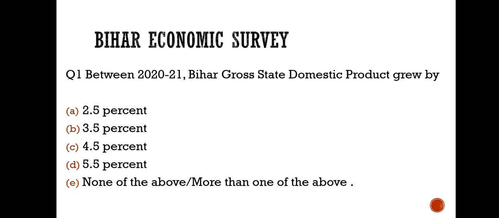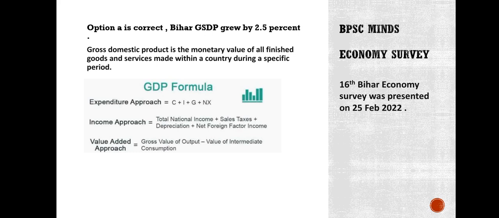The first question is: between 2020 to 2021, Bihar gross state domestic product grew by option A 2.5%, option B 3.5%, option C 4.5%, option D 5.5%, and option E none of the above and more than one of the above. Let's see the answer. Option A is correct. That is, Bihar gross state domestic product grew by 2.5%.